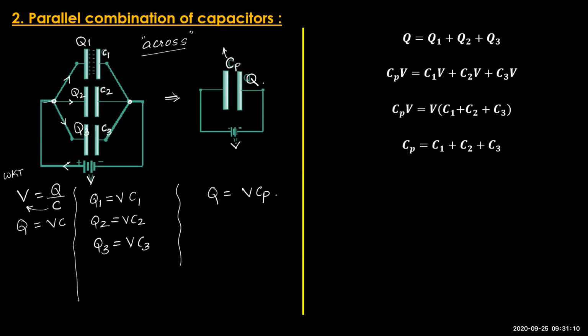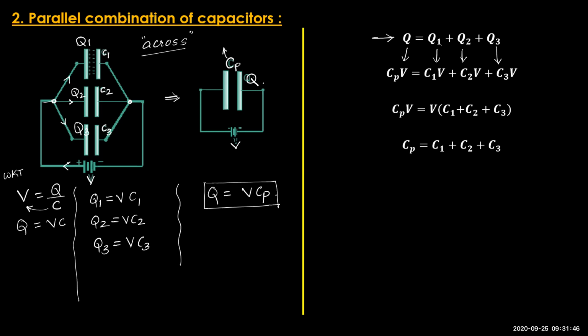Now the net charge stored in the equivalent capacitor will be equal to the sum of charges stored in the individual capacitors. Hence, we can write Q is equal to Q1 plus Q2 plus Q3. Now substitute the value of Q from the previous discussion, that is Q is equal to V into Cp. Similarly, substitute for Q1, Q2 and Q3.